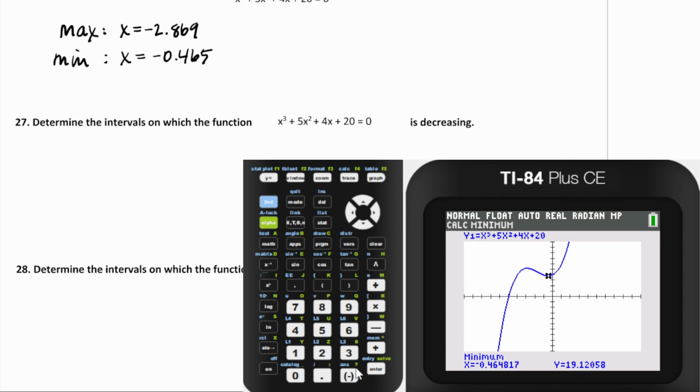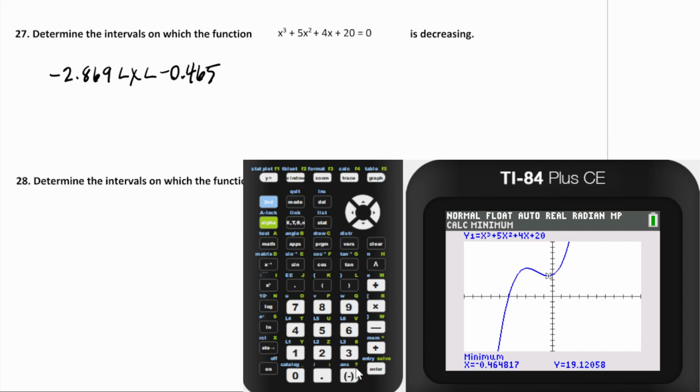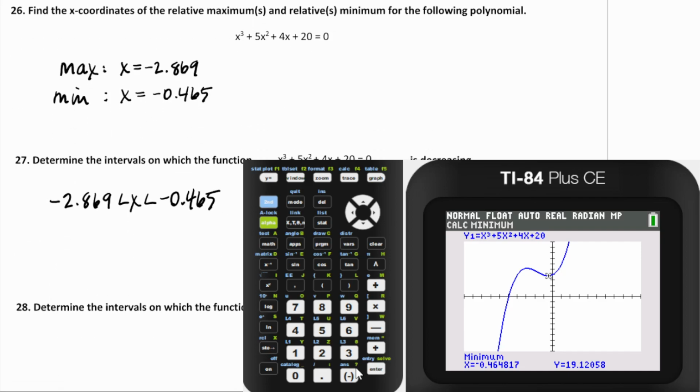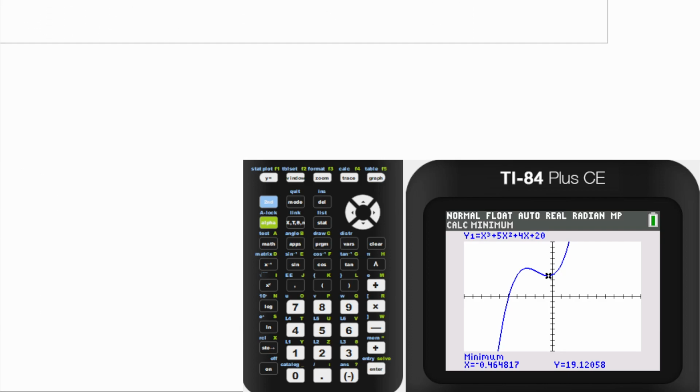Intervals on which the function's decreasing, well, that would be between the maximum and the minimum, so -2.869 is less than x is less than -0.465. Okay, that's where it's decreasing. It would be increasing before the maximum and after the minimum. So before the maximum is x being less than -2.869, and after the minimum is x greater than -0.465.